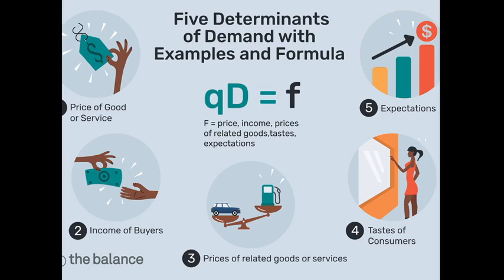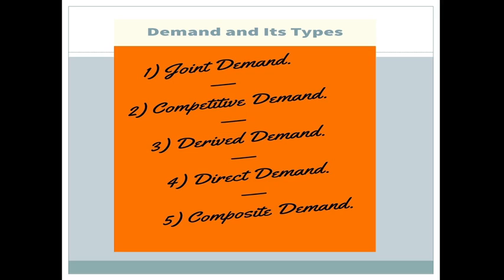Today we shall move ahead and see the various types of demand. In types of demand, there are 5 types: joint demand, competitive demand, derived demand, direct demand and composite demand. First point, that is joint demand.